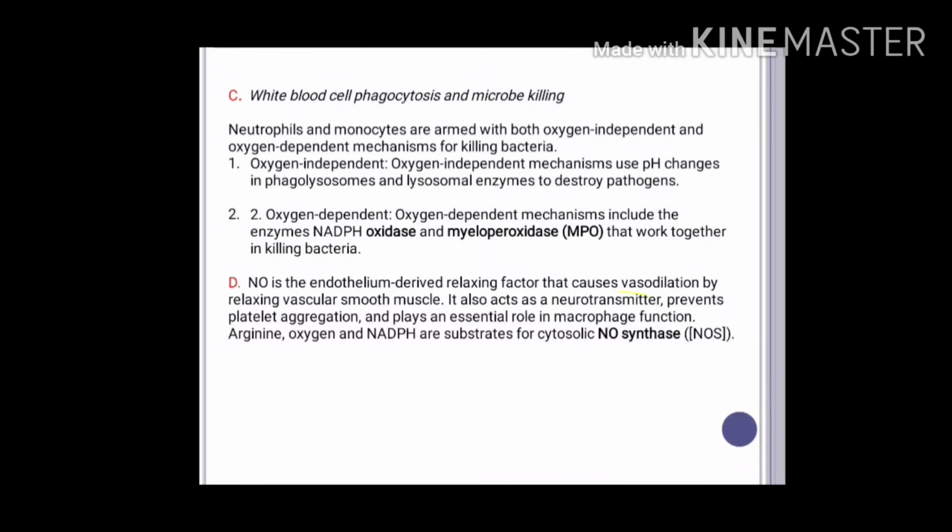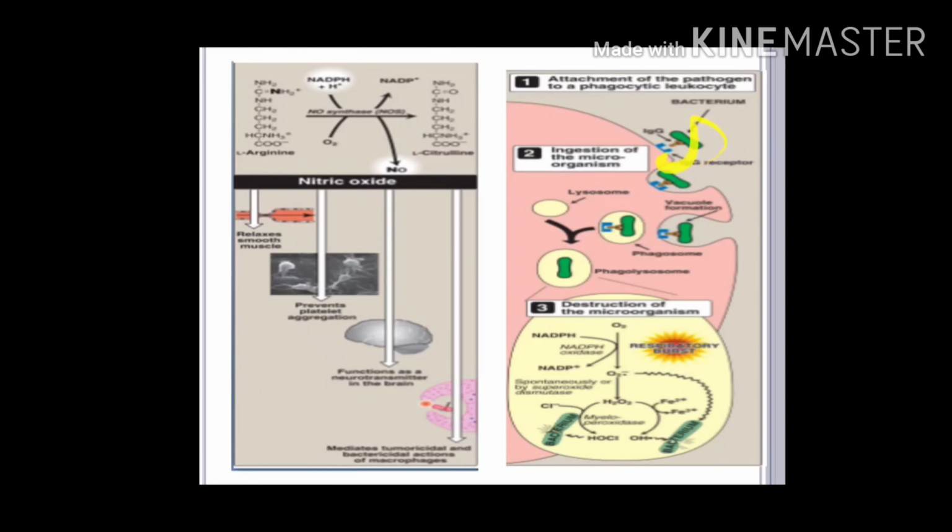So what happens, you can see, when the bacteria attaches to the cell wall, it is undergoing endocytosis and forming a phagosome on entering into the cell. This phagosome has combined with lysosome, forming a complex which is phagolysosome. In this lysosome, some acidic enzymes are present, and these are killing the bacteria. So this is how the oxygen independent mechanism is used to kill bacteria.